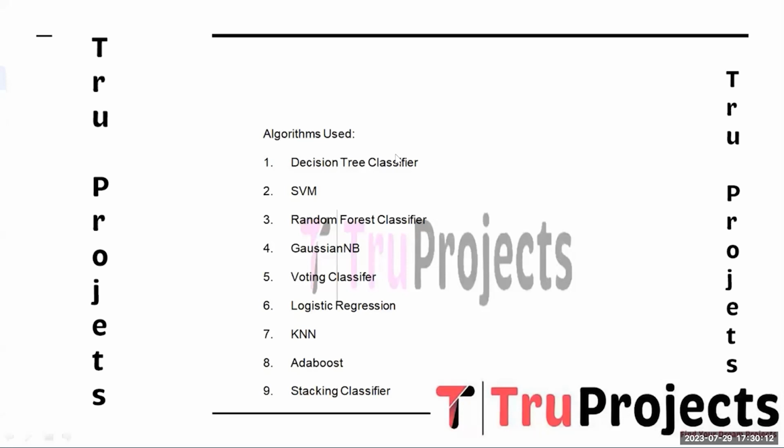And the next step is algorithms used. The first one is decision tree classifier. Decision tree classifier is used to build a classification model based on a tree-like structure. It makes the decision by repeatedly splitting the dataset into subsets based on the feature value, resulting in a tree with the leaf nodes representing the class labels.